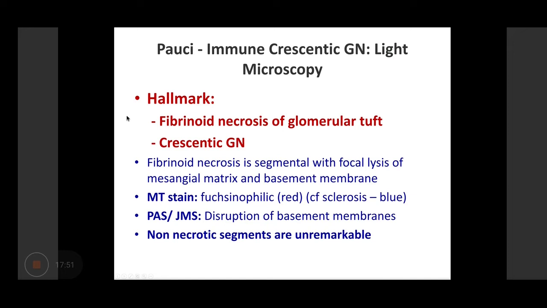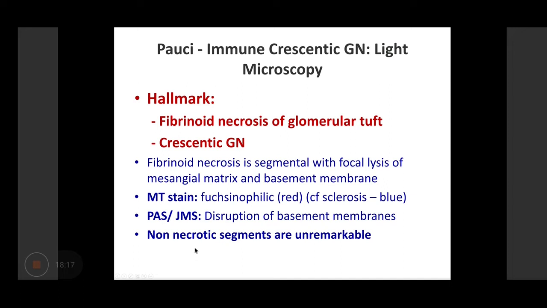unremarkable. In the area of fibrinoid necrosis, the basement membrane as well as the mesangial matrix undergoes focal necrosis. Thus, this necrosis can be stained by Masson's trichrome stain, where it will stain red in color, in contrast to scar formation, which stains blue in color. On PAS and Jones methenamine silver stains, you will be able to demonstrate the disruption of the basement membranes.